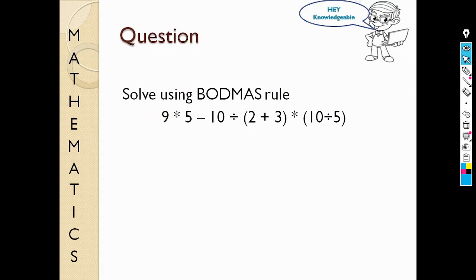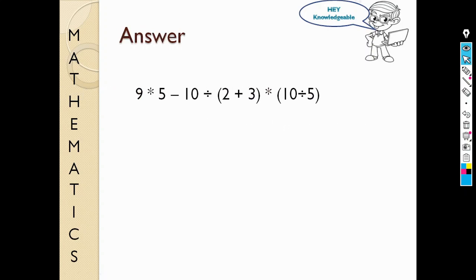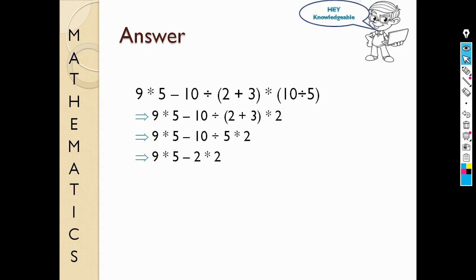Now let's take another expression and try to solve this one through the BODMAS rule. Here, if you see, the bracket is solved first, that is 10 divided by 5, that is 2. Then the next bracket is solved, that is 2 plus 3 is 5. Then the division is solved, that is 10 divided by 5. Then the multiplication is done, that is 9 into 5. And then the subtraction is done. So that gives you 41.